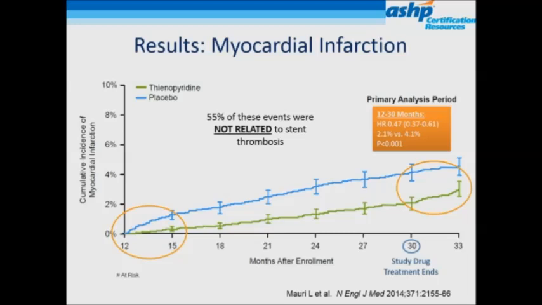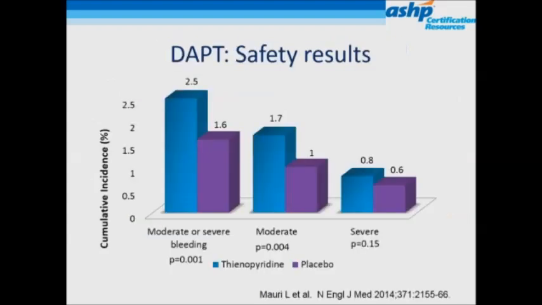And importantly, not all MIs were caused by stent thrombosis. In fact, more than half, 55% of the MIs that occurred in the DAPT trial were completely unrelated to stent thrombosis. So yeah, we're using the dual antiplatelet therapy to protect the stent, but these patients also have coronary disease, and we're using dual antiplatelet therapy to protect them from subsequent events also. And so this suggests that there are dual benefits to continuing dual antiplatelet therapy.